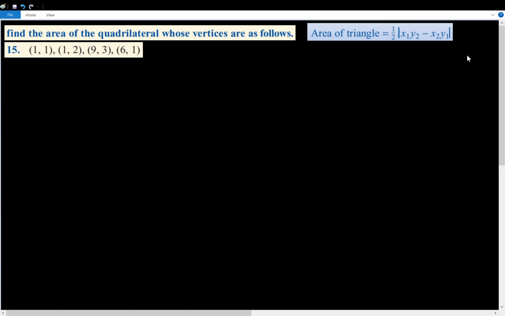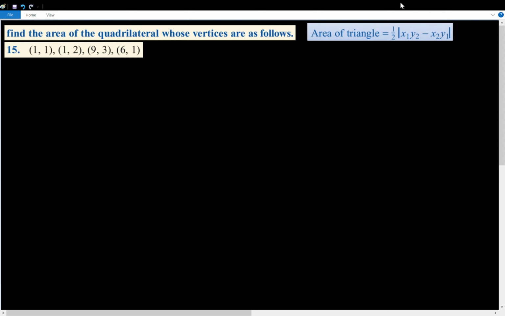This is question 15 from exercise 2.14 in Project Maths 3A. We've to find the area of the quadrilateral whose vertices are 1, 1; 1, 2; 9, 3; and 6, 1. In other words, these 4 points are the corners of a four-sided shape, and we have to get the area of that shape. The way we're going to do that is divide the shape corner to corner into 2 triangles, get the area of those 2 triangles and add them together.